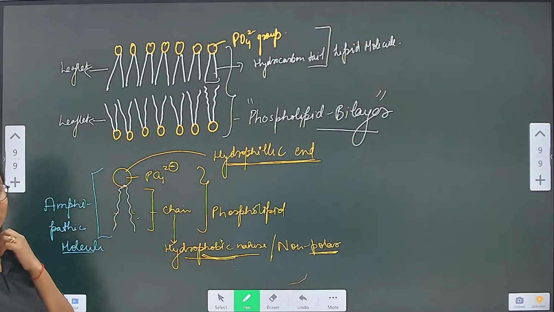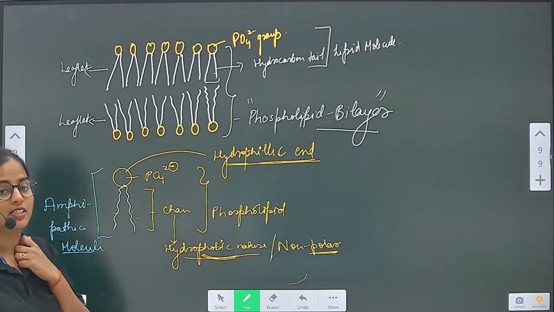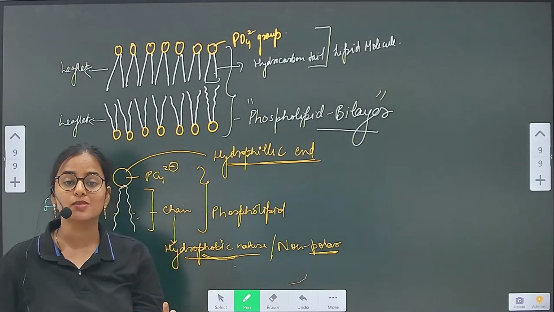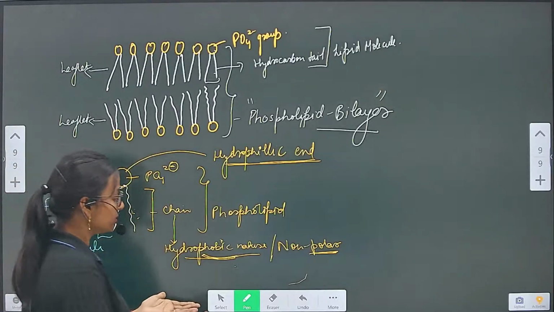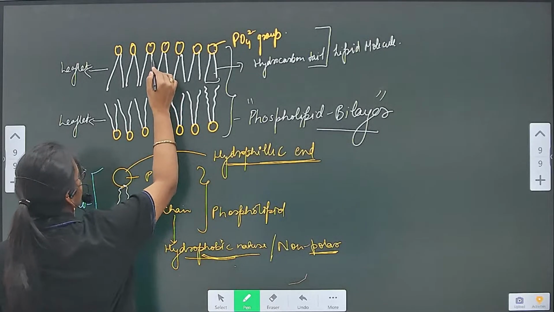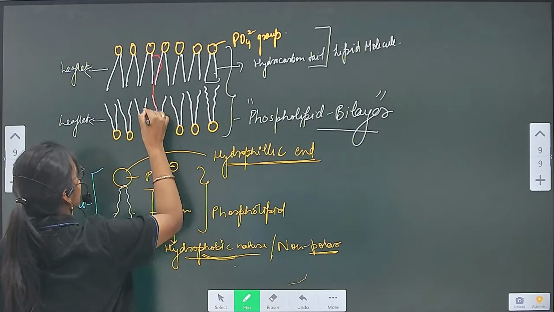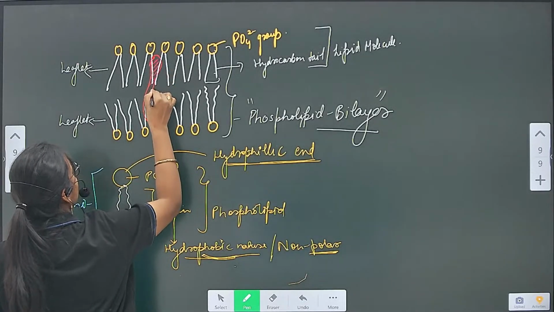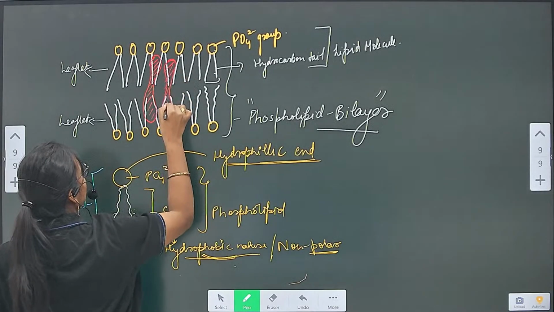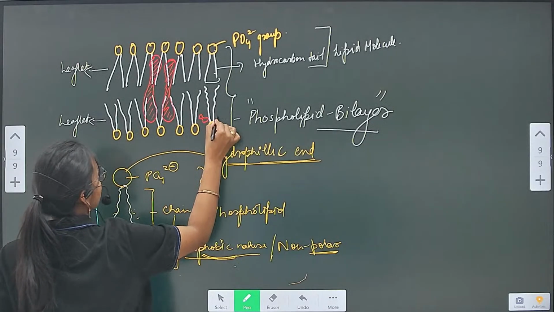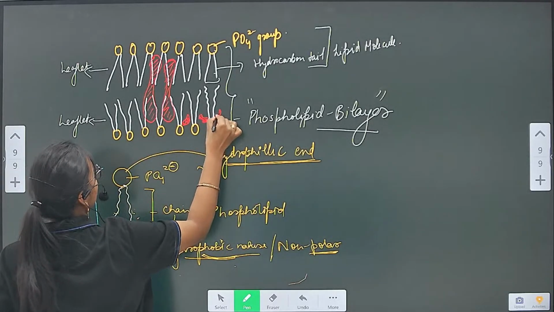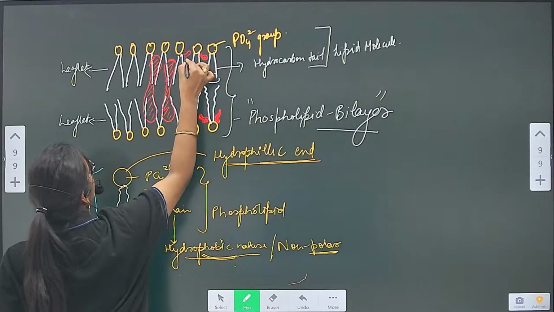Is that clear? And in this phospholipid bilayer, we said it is made up of 40% lipids and 52% proteins. So where are the proteins, my dear students? They are not visible here. So let us draw here proteins. They are actually embedded within the membrane. You can see like this. They are actually embedded like this in the membrane, like this, like this.